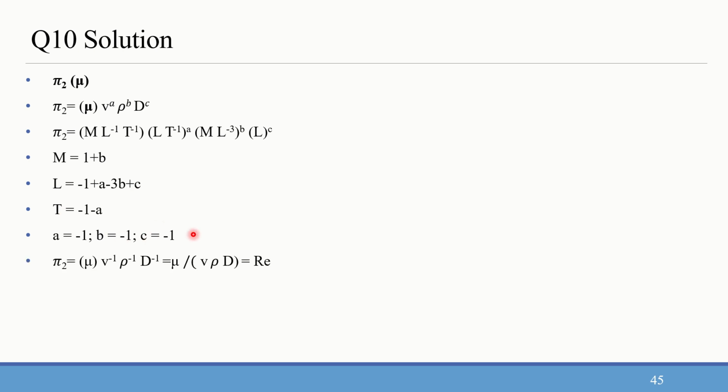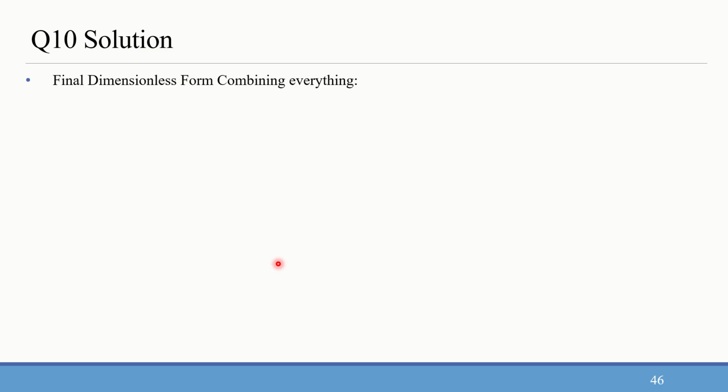So pi 2 becomes mu divided by V rho D. So it is mu by rho V D. It is equal to RE. So pi 2 is RE. So the final dimensionless form, combining everything, is CD equal to a function of RE.